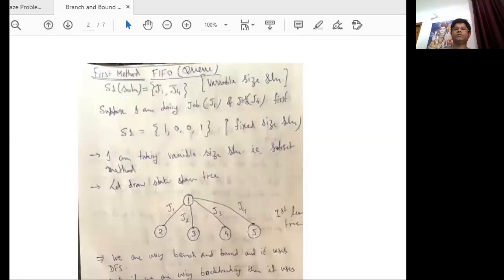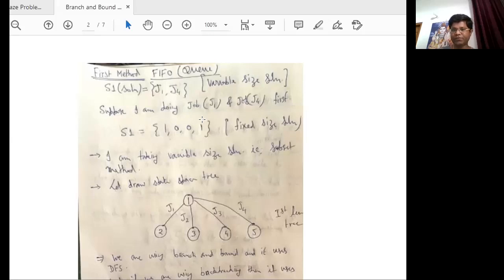So first I am explaining the queue method, which uses FIFO order, that is first in first out order. Suppose we are taking the solution in the order of J1 and J4. It means we first solve job 1 and then job 4. So our strategy is to solve the problem using J1 and J4. So this is also called a variable size solution.